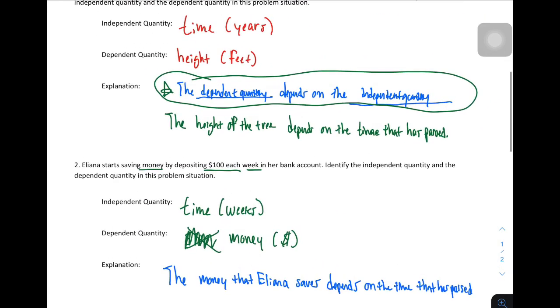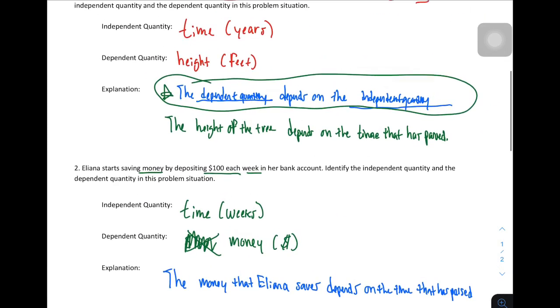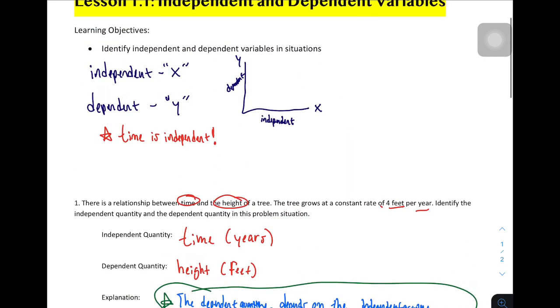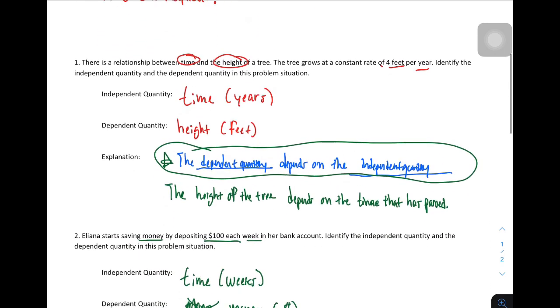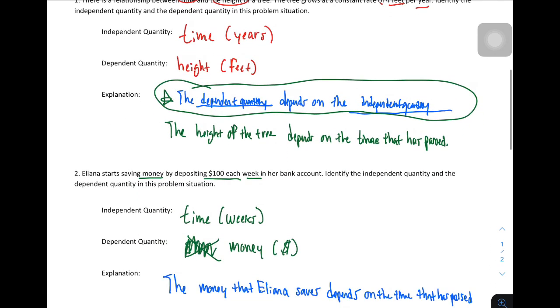All right. That's it for today, guys. And just remember key things. Independent is X, dependent is Y. Time is usually independent. And a little formula for the sentence is the dependent quantity always depends on the independent.